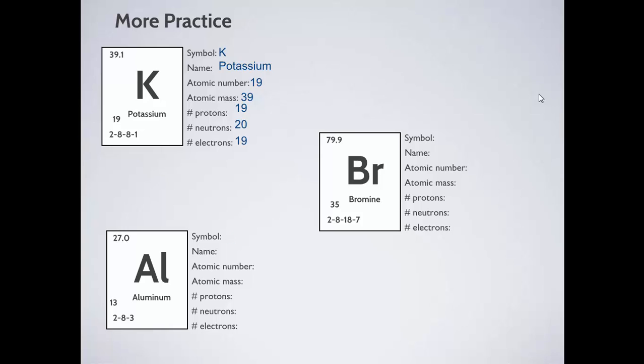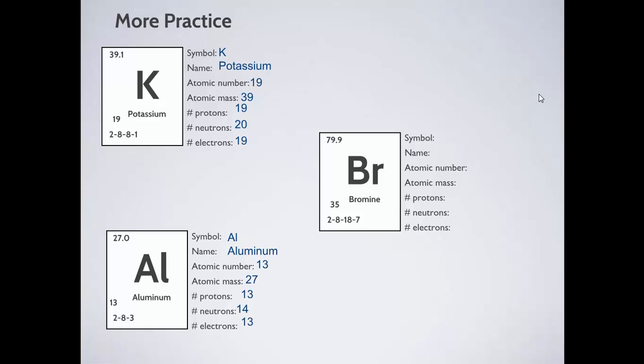All right. Next up, aluminum. Drew, let's go with aluminum here. So symbol, Drew, of aluminum. Al. Name, Drew, of aluminum. Aluminum. Atomic number. 13. Atomic mass. 27. Number of protons. 13. Neutrons. Got it from here? 14. And electrons. 13. Excellent.